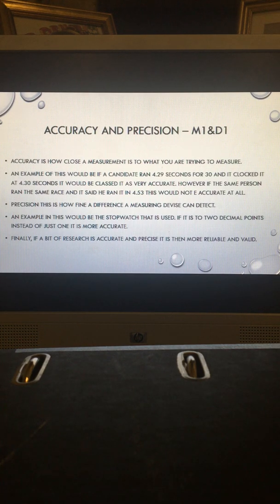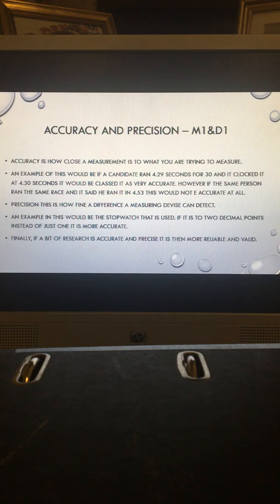Precision. This is again how fine or small a difference a measuring device can detect. The degree of unpredictability relates to the amount of precision the tool selected has. In this case, if the stopwatch rounds to the nearest 1 decimal point, then it is not as precise as a stopwatch that rounds to 2 decimal points.